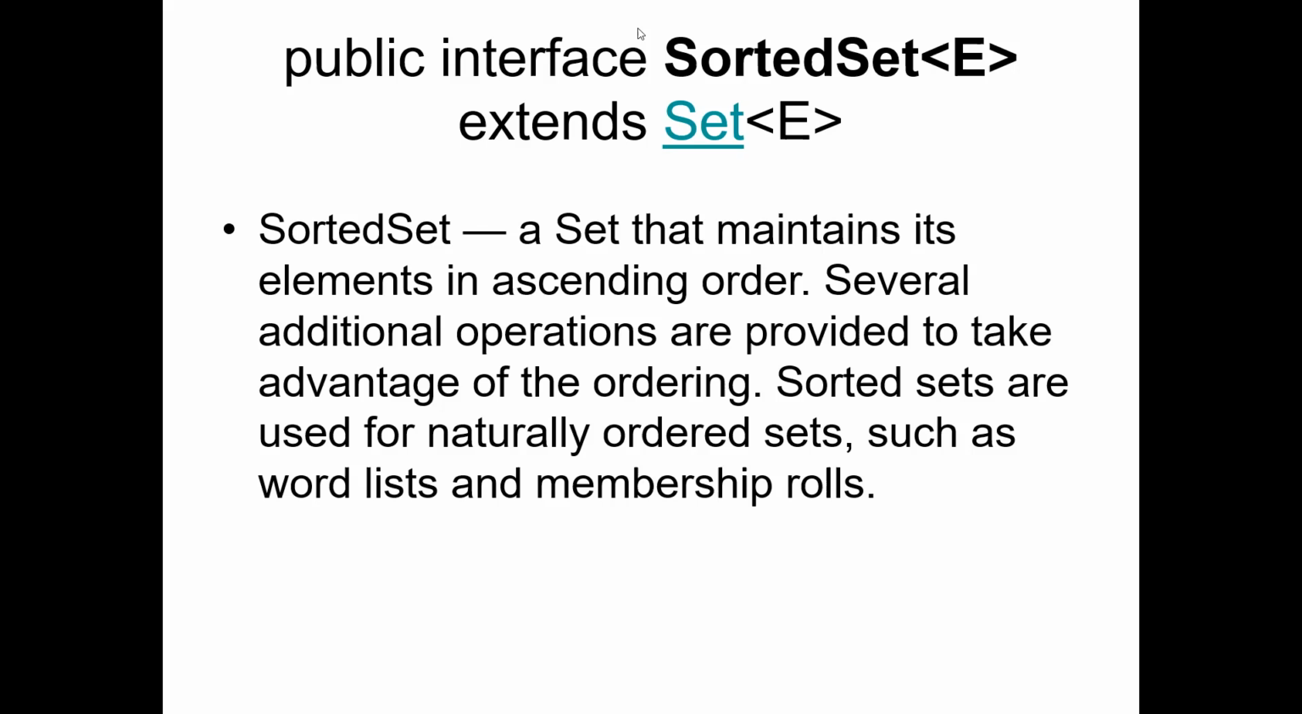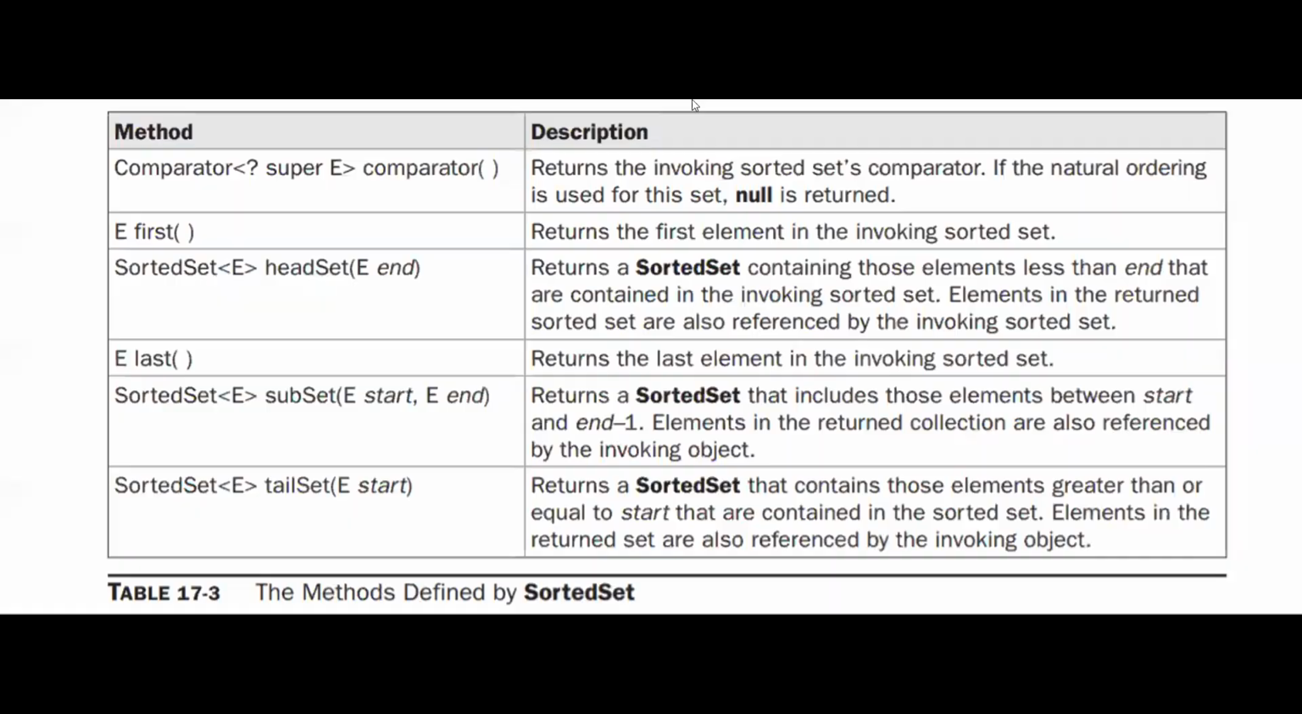All the methods that are in the SortedSet interface can throw several kinds of exceptions: NoSuchElementException if the item is not present in the set, ClassCastException, NullPointerException, IllegalArgumentException. Like that, many exceptions can be thrown by the SortedSet interface. The various methods that are present in the SortedSet are like this.